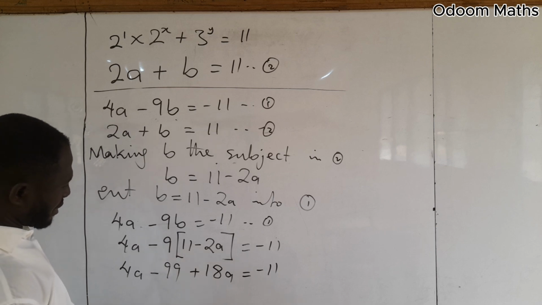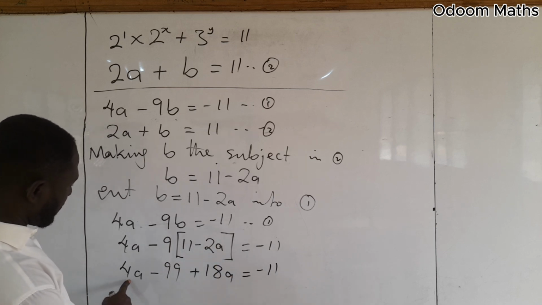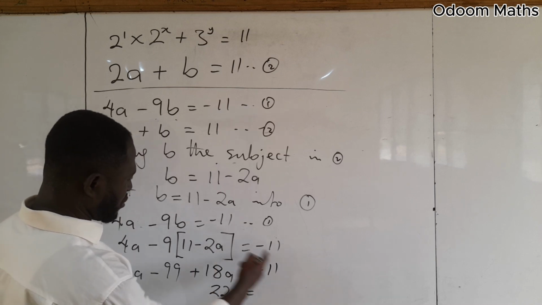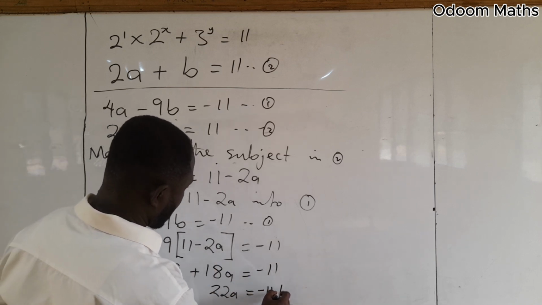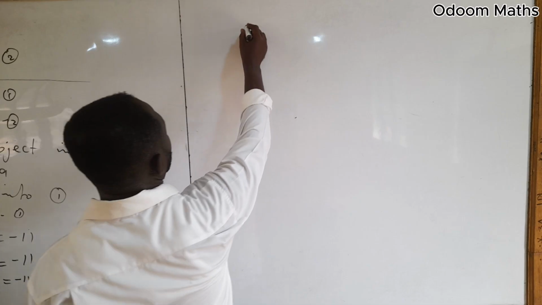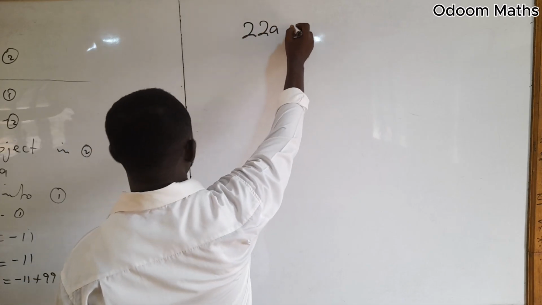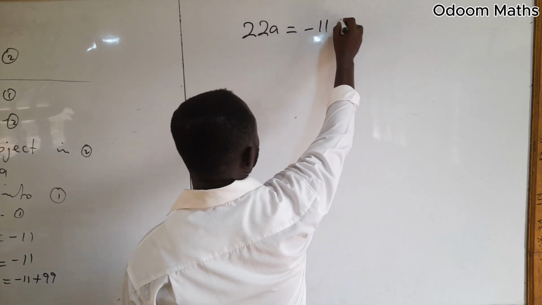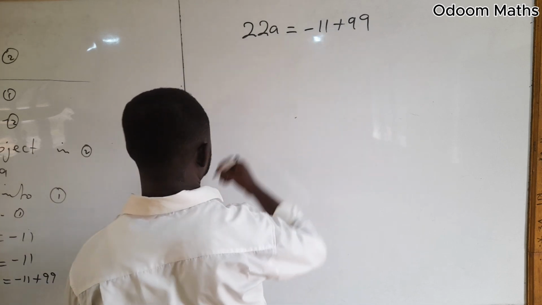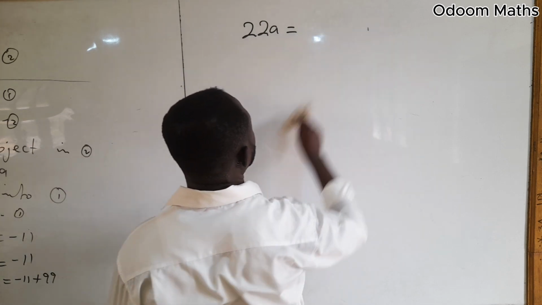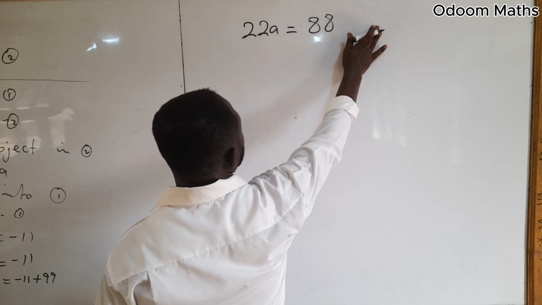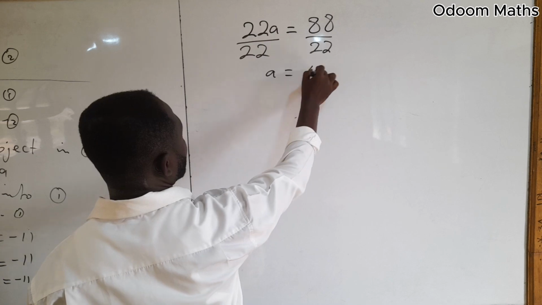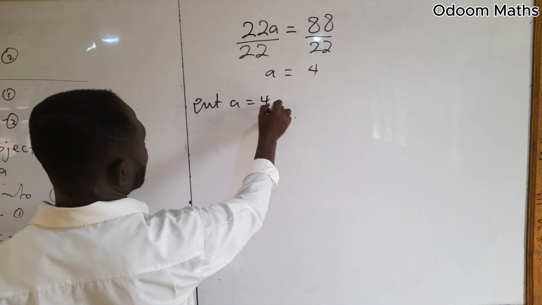Now I need to group like terms, so let me send this to that side. So 4a plus 18a is 22a, and this is going to be negative 11 plus 99. So we have 22a equals negative 11 plus 99. So this is going to give me 88. So we divide through by 22, and a becomes 4.